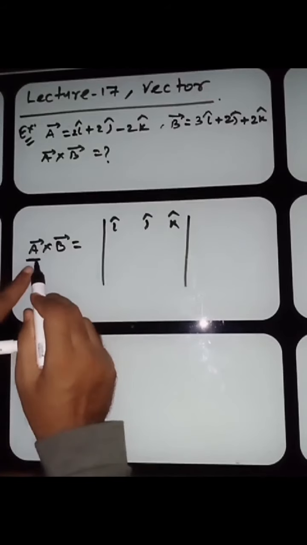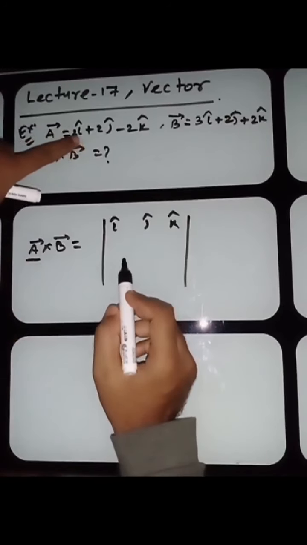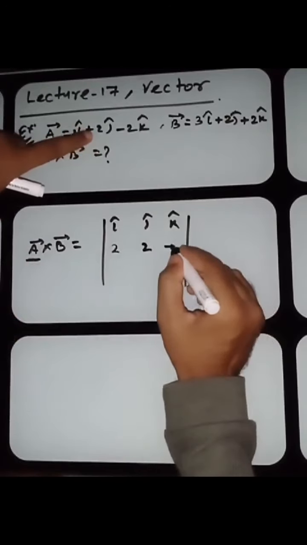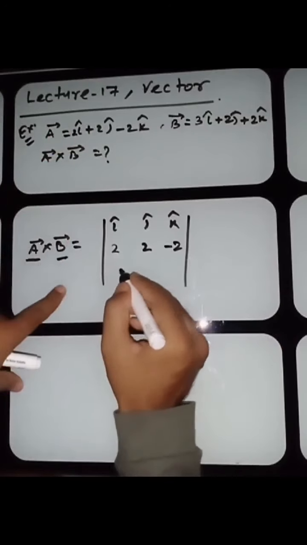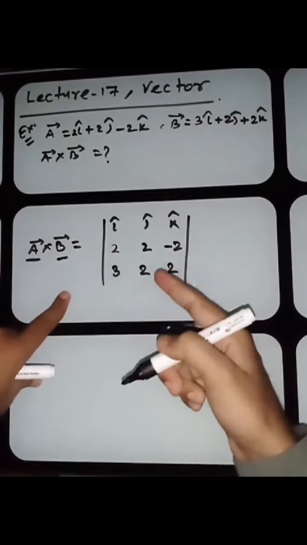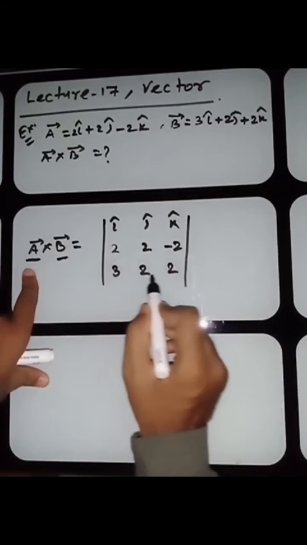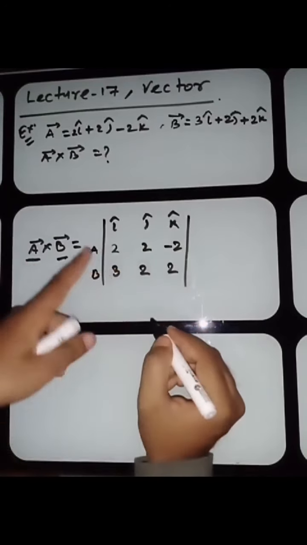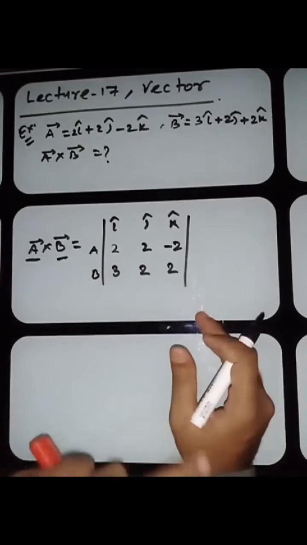You will put the coefficients of vector a below i, j and k. For a, the coefficient of i is 2, the coefficient of j is again 2, and minus 2 for k. Now for b, the coefficients are 3, 2 and 2. Students, if you have the product b cross a, then you first put the coefficients of b and then a. So please keep in mind, this is the coefficient of a and this is the coefficient of b. Please keep the order, otherwise the result will change, with minus and plus differences.